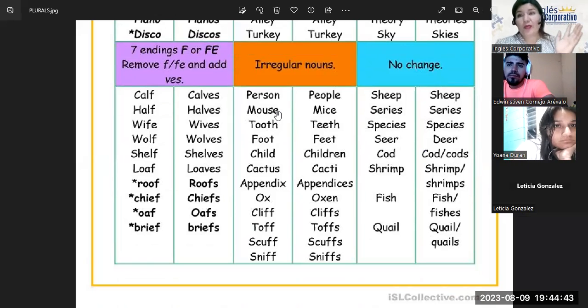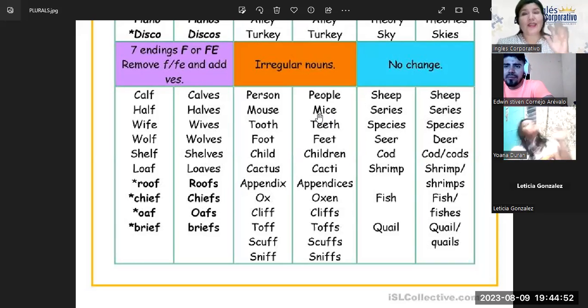Pero muchos Mickey Mouse, ya es plaga, mice. Okay. Mouse is only one. Que okay, hay un ratoncito. Pero si ya tiene un montón en la casa, ya viven ahí como ratatouille. Mice. Tooth, only one. Tooth, un diente. Todos los dientes, teeth. Okay. Foot, solo un piecito. Los dos, feet. Child, solo un niño. Children, hay un montón.